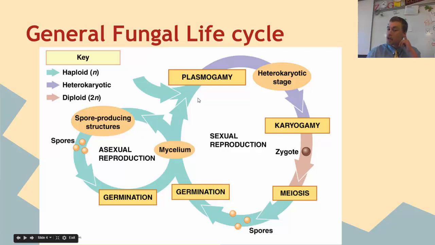It can become heterokaryotic, and what that means is that it is both haploid and diploid. Different stages of it are, and so then you go through this heterokaryotic stage that can then produce a zygote, which will go through meiosis that will eventually produce spores that will go back into the normal rest of the life cycle.